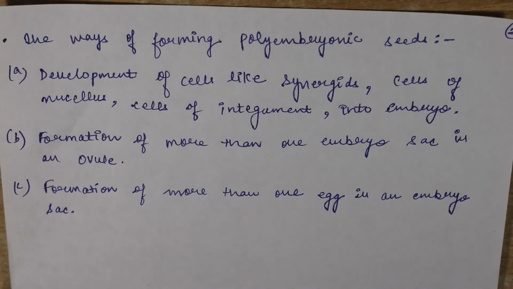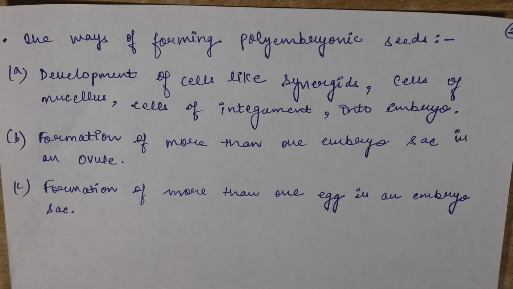So what are the ways of forming of polyembryonic seeds? The development of cells like synergids, cells of nucleus, cells of integument into embryo. Means cells ka development hona, yani ki like synergids hote hain, nucleus ke cells hote hain, integuments hote hain embryo ke andar. Then our second point is formation of more than one embryo sac in an ovule.